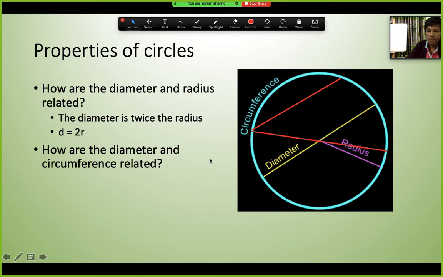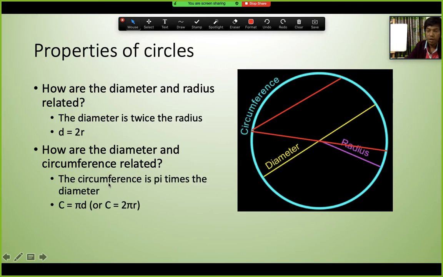How are the diameter and circumference related? This is another very famous thing. You know, circumference equals 2 pi r, and 2r means the diameter. That means we can say the circumference equals pi times d. What does it mean? It means that if you know the length of the diameter, suppose the length of the diameter is 3 centimeters, 3 meters, something, then if you multiply this 3 by pi, pi meaning 3.1416, that value, then you will get the total length of this circular part.